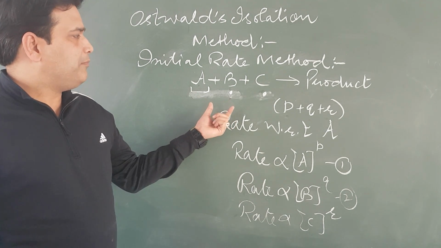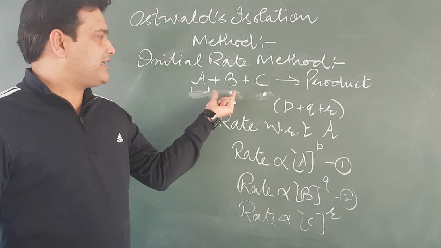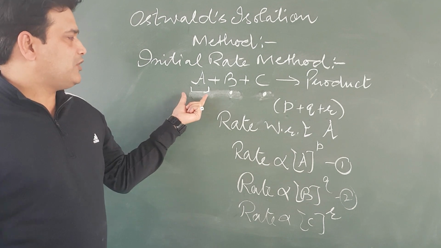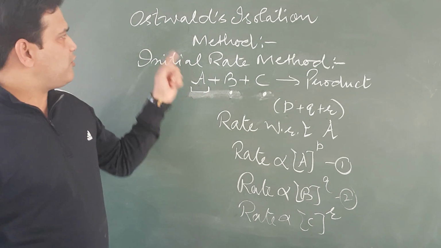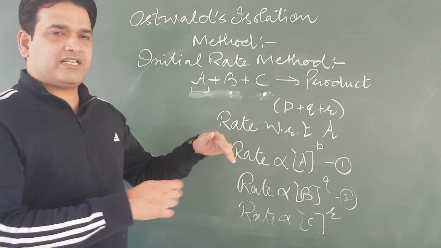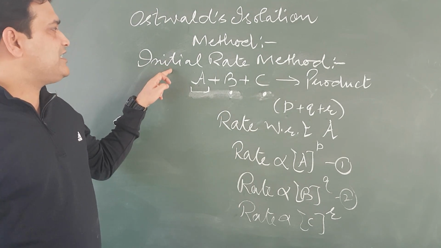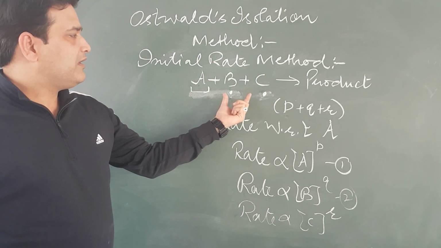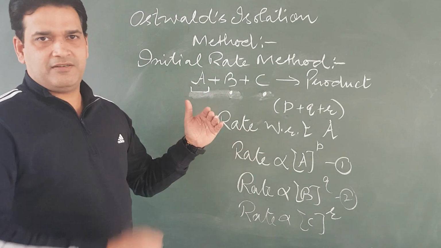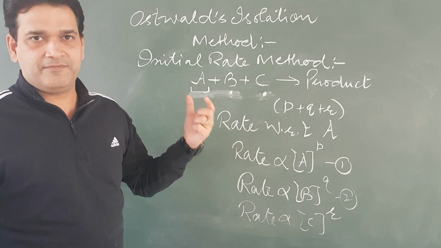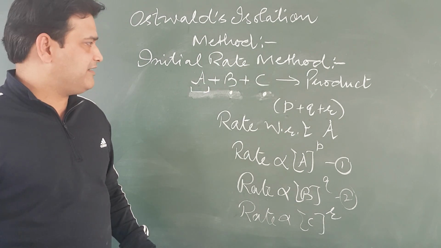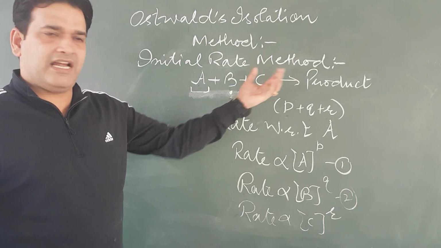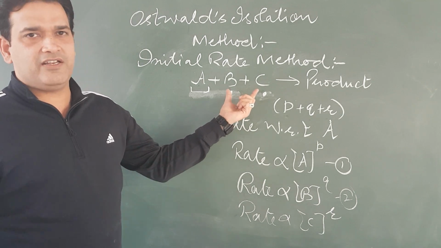So by taking the concentrations of B and C constant, we can calculate the order of reaction with respect to A. And Ostwald's isolation method, you can say, is the modification of the initial rate method. And in this modification, the convenient way is adopted: take the concentrations of B and C in excess, and these will be automatically constant.